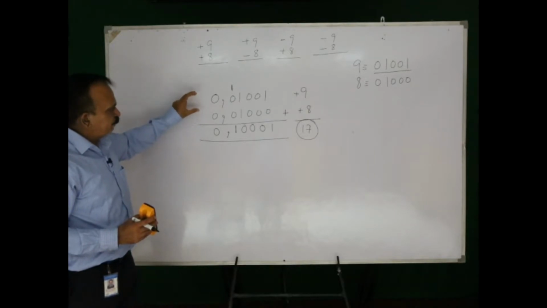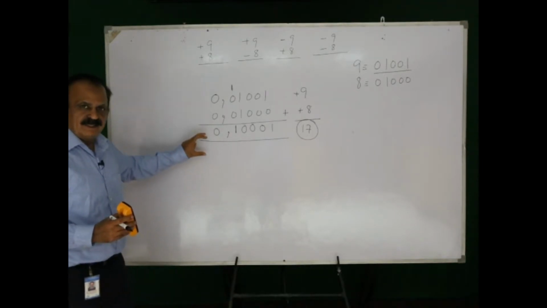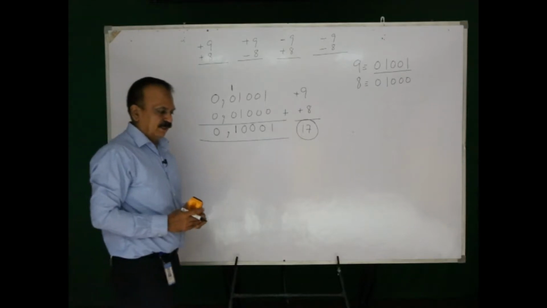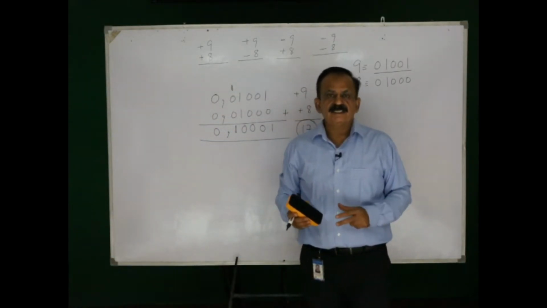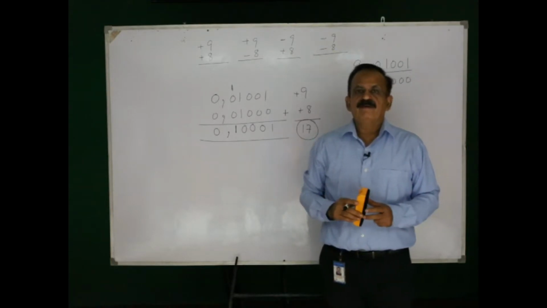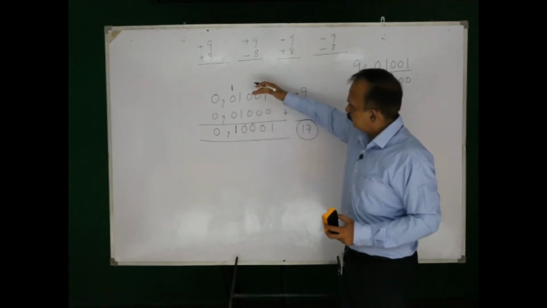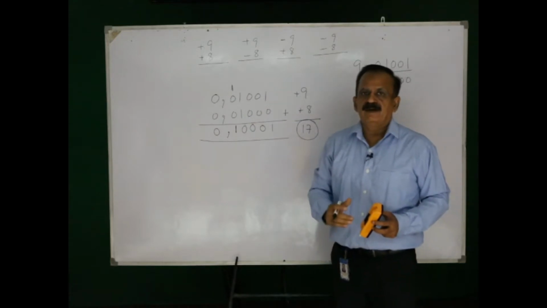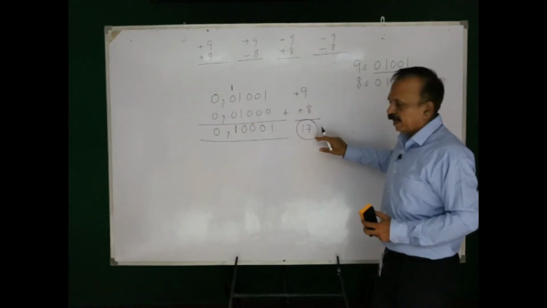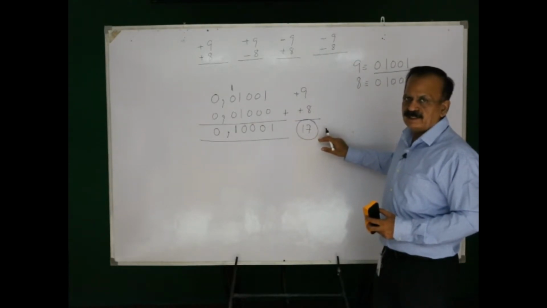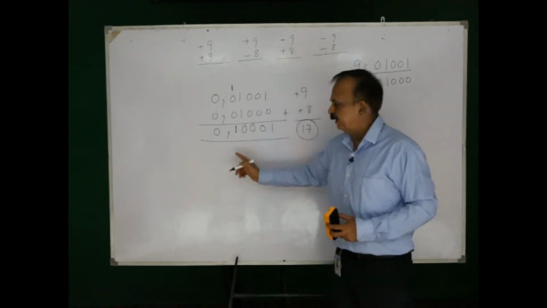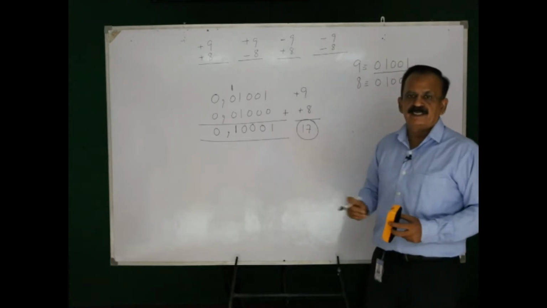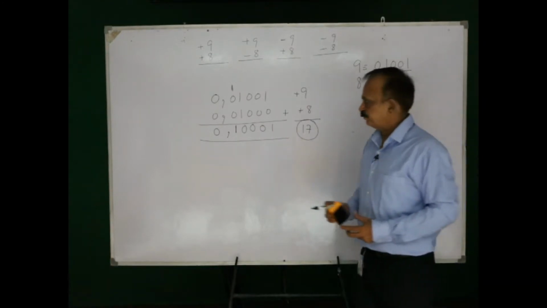So plus 9 plus 8, the result is 17. I performed this operation by the 1's complement method, but since positive numbers have only one representation, that is sign and magnitude, on performing the addition I got the result, and the result is plus 17. The plus sign is indicating the sign and this magnitude is indicating 17.